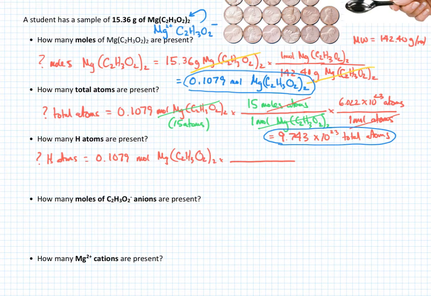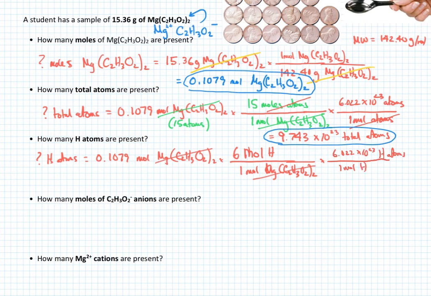So this is actually the exact same type of calculation as the prior one, only now we have 6 moles of hydrogen for every 1 mole of Mg(C2H3O2)2. Moles magnesium acetate is going to cancel moles of magnesium acetate. And again, it's asking for how many total atoms. So we're expecting a large number. So now we're going to have to multiply one more step times 6.022 times 10 to the 23 hydrogen atoms for every 1 mole of hydrogen. That's going to cancel that. That's going to give me hydrogen atoms.